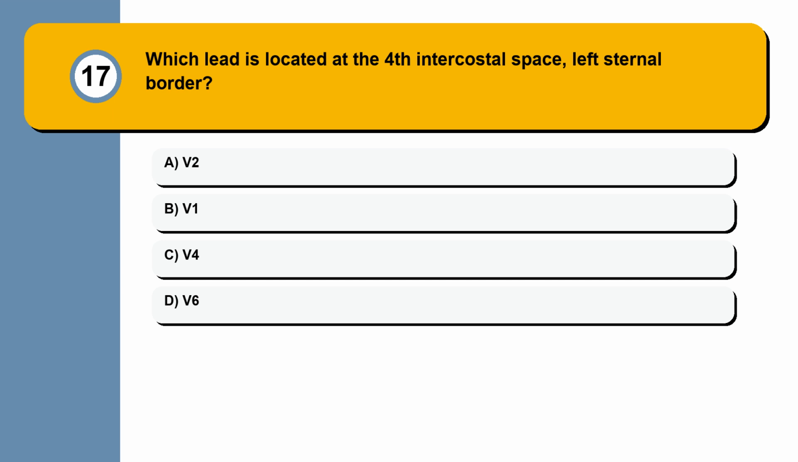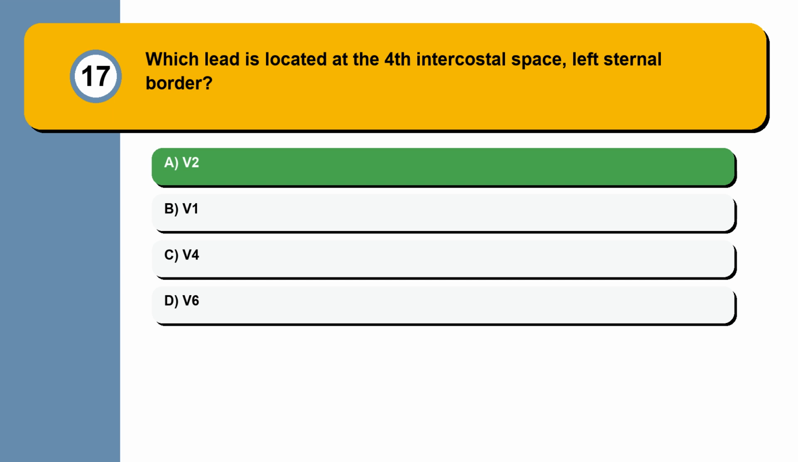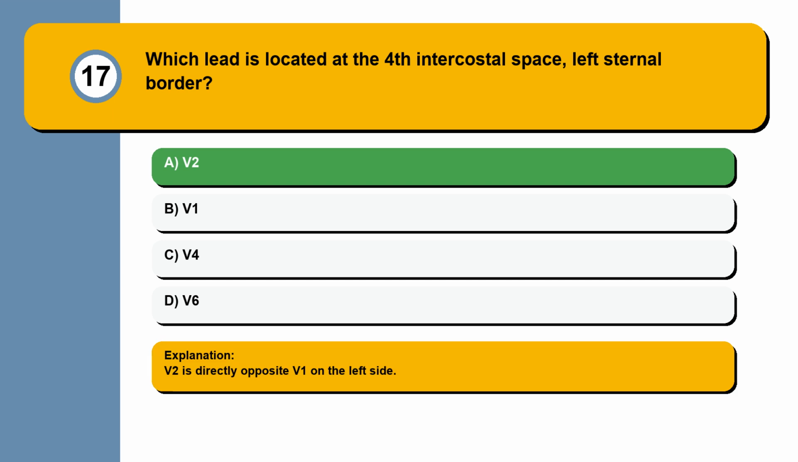Question 17. Which lead is located at the fourth intercostal space, left sternal border? V2, V1, V4, V6. V2 is directly opposite V1 on the left side.